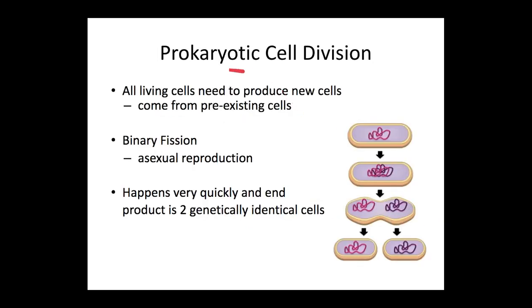All right, prokaryotic cell division. So all living cells need to produce new cells, and they come from pre-existing cells, as we know from the cell theory. Prokaryotic cells, however, do divide in a unique fashion as opposed to eukaryotic cells. Whereas eukaryotic cells undergo mitosis to divide, prokaryotic cells undergo binary fission. And this is a form of asexual reproduction. Binary fission happens very rapidly, and the end product is two genetically identical daughter cells.